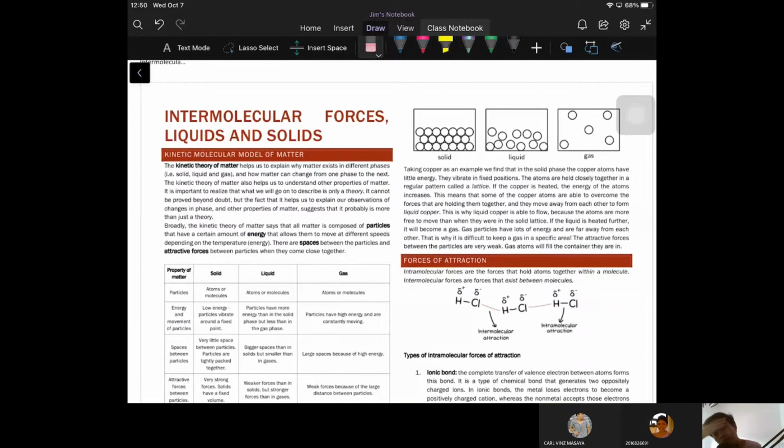Okay, so let's discuss intermolecular forces of attraction, solids, and liquids. Although basics lang yun sa solids. Sige. So let's proceed with this idea muna. So before we understand the intermolecular forces, we have to understand first the kinetic molecular model of matter. So ano po meron sa kinetic molecular model of matter?